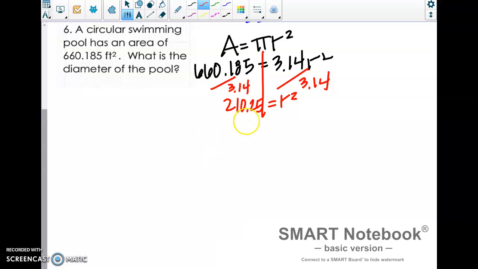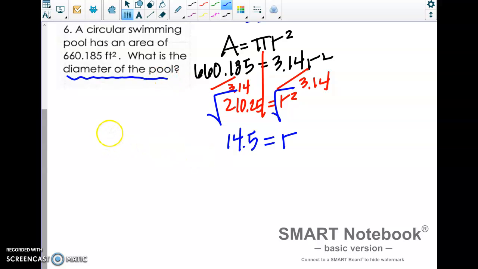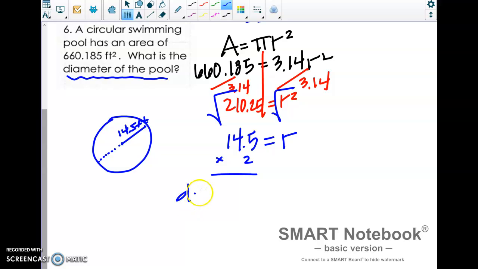Give myself some more room here. Then to unsquare that radius, I'm going to take the square root of 210.25, and I got 14.5 is the radius. Again, that's not the question though. The question is what's the diameter? So I've got this circular pool that has a radius of 14.5 feet. So diameter is all the way across. So if I double that 14.5, I get a diameter of 29 feet.